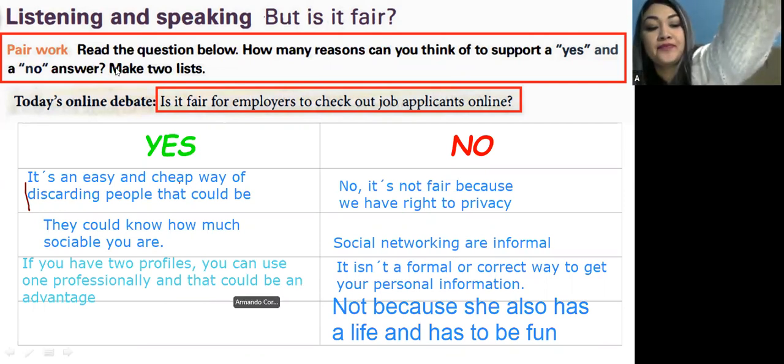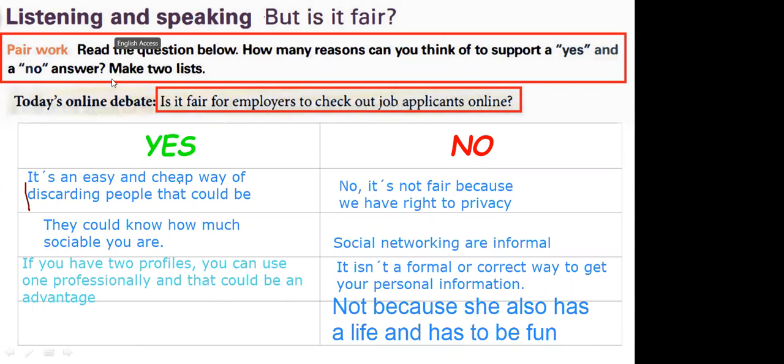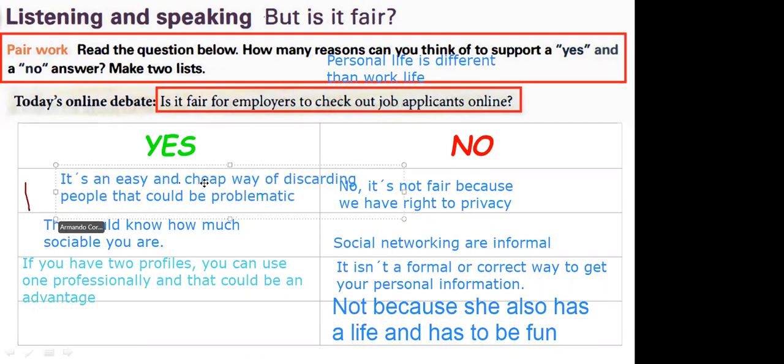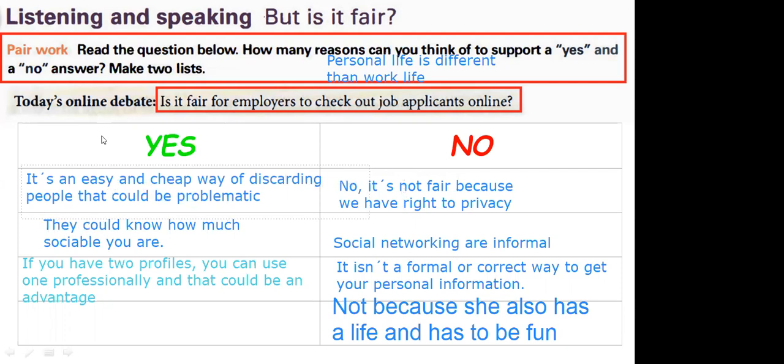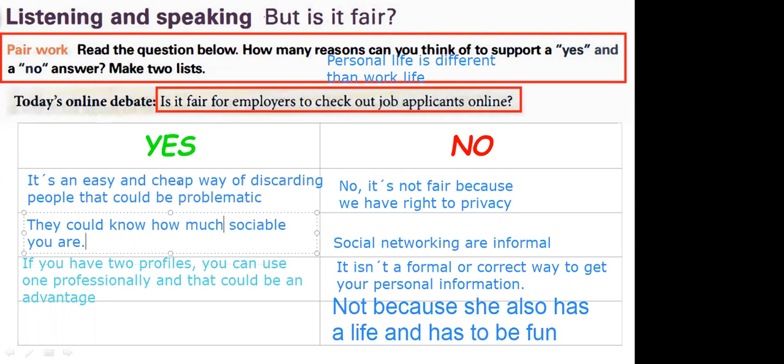Yes. Now, let's check out some of these writings, okay? It's an easy and cheap way of discarding people that could be problematic. Very good. That sentence is correct. Discarding people that could be problematic. Good. They could know how much sociable you are. Sure, but in this case you can say how sociable. You don't need the much. Just how sociable you are.